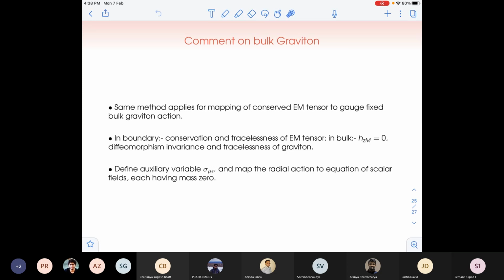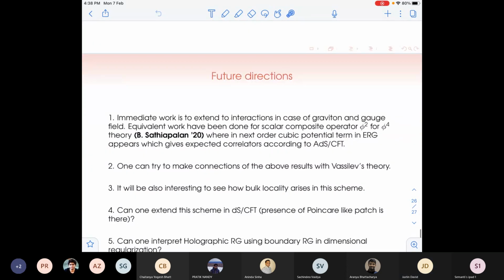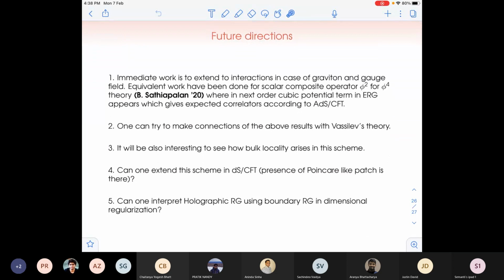One can define an auxiliary variable sigma mu nu and map the radial action to equations of scalar fields. The number of scalar fields will be d times (d minus 1) by 2 minus 1, and each will have mass 0. So that is the same procedure that I have shown. That ends my talk. The immediate future direction is to put interaction in the case of graviton and gauge field. Equivalent work has been done for the scalar composite operator phi square for phi 4 theory in the O(N) model.